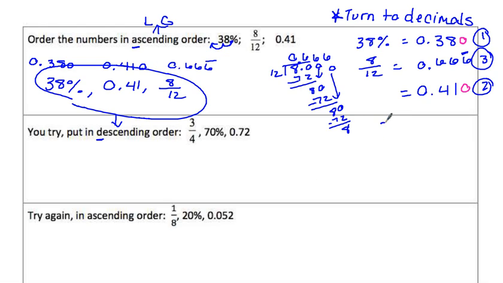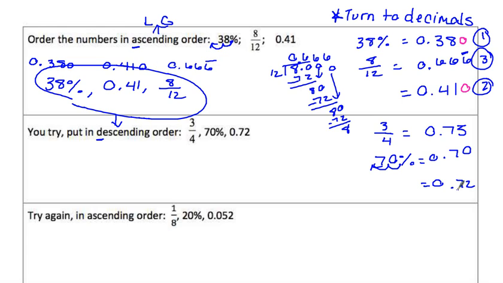So if we do our work over here, 3/4. 3/4 is a fraction I have memorized. I know that's 0.75. If you don't know it, you can do the long division, but 3/4 is an easy one to memorize. 70%, you need to find the decimal, move it 2 away, so it becomes 0.70. And then 0.72 is just going to stay the same. They're already all the same length.